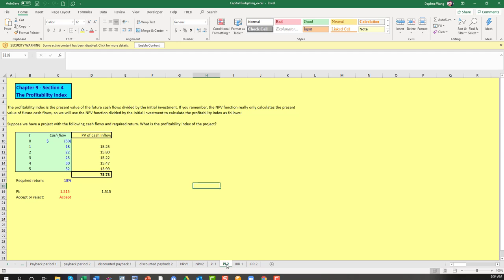So let's look at the second proposal in the US. Similarly, we calculate the present value of each cash flow, and we sum them together for the present value of all the future cash flow. And you can use the function, or you can use a homemade formula, and you can find the PI is 1.5. So both projects you should accept because both PIs are greater than 1.